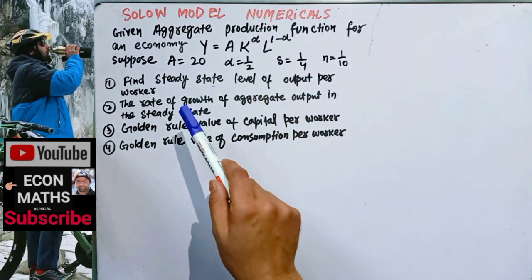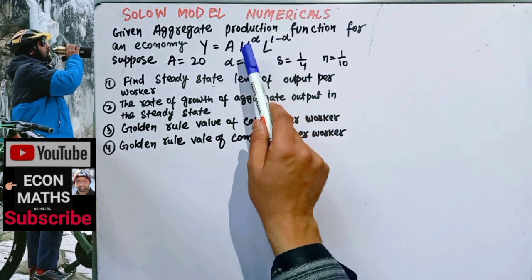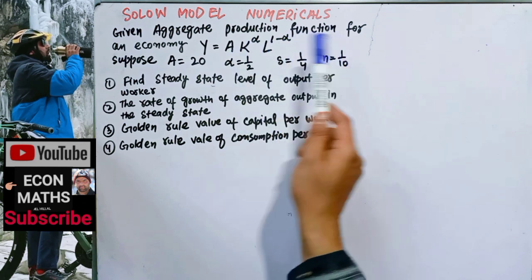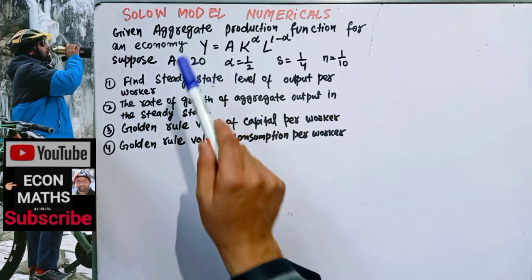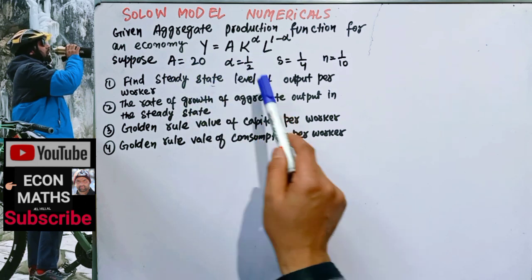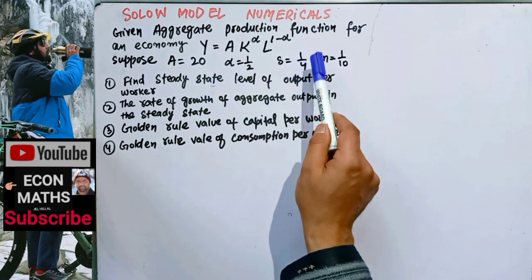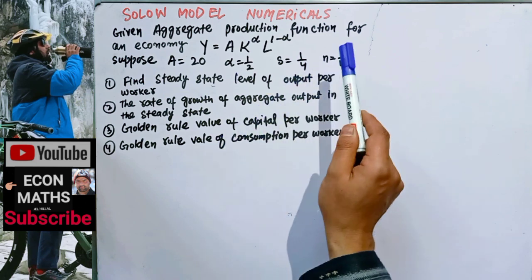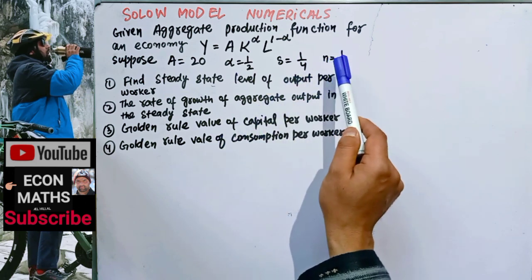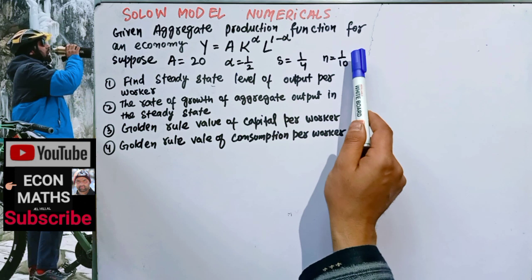A denotes the state of technology, K and L are the units of capital and labor in the economy. Suppose the value of A is 20, alpha is 1/2, savings rate is 1/4, and population growth rate, which is denoted by n, is equal to 1/10, that means 10%.